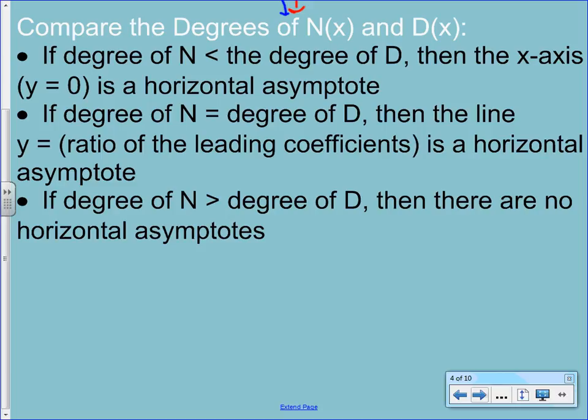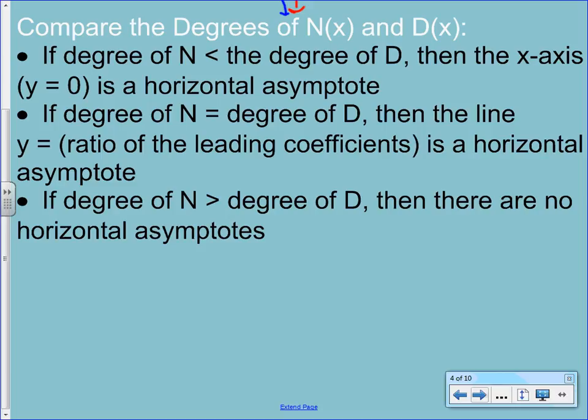So you need to remember these 3 rules. At one point, you did know these 3 rules. Hopefully, they can come back to you quickly. But it's important that you are able to identify a horizontal asymptote. Okay, so we're going to do 3 examples, one of each kind.